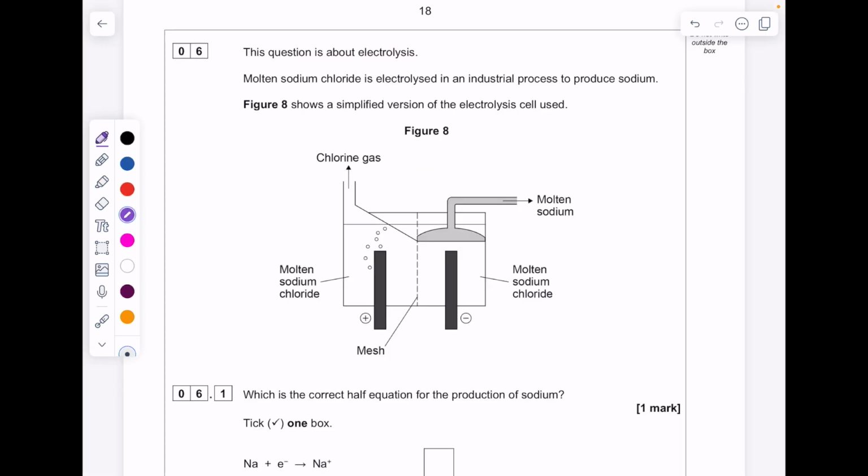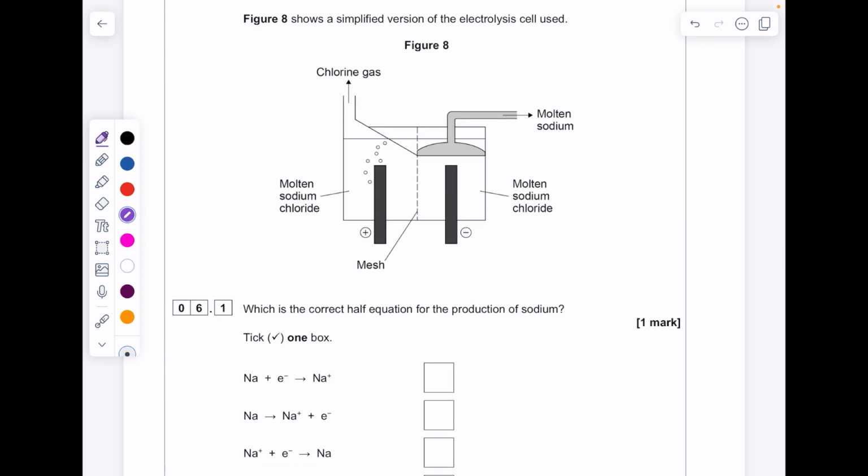This question is about electrolysis. Molten sodium chloride is electrolyzed in an industrial process to produce sodium. Figure 8 shows a simplified version of the electrolysis cell used. So let's have a look what we've got. We've got our molten sodium chloride, which means we have Na+ and Cl- ions.